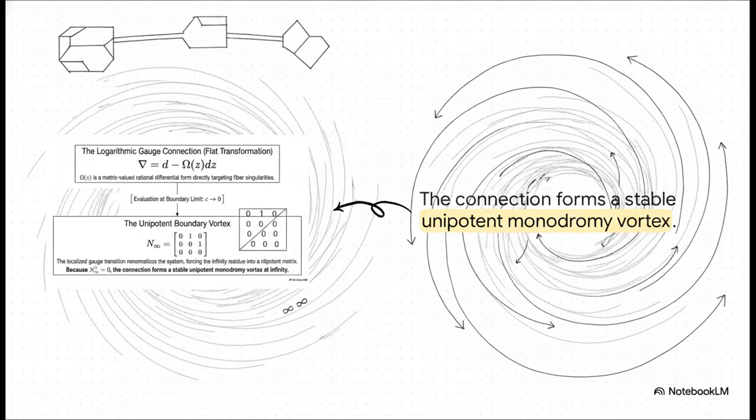Now let's take a look at the limit as c approaches 0. That's the exact moment of collision. The gauge transition forces the infinity residue into this N-infinity matrix. Notice the zeros on the diagonal? That makes it a strictly nilpotent matrix. That basically means if you multiply it by itself enough times, it just zeroes out. And because it cubes to 0, it forms a perfectly stable unipotent monodromy vortex right at the boundary. The map itself doesn't break, it just stores the anomaly as a vortex out at infinity.